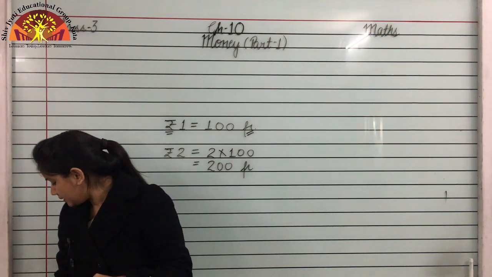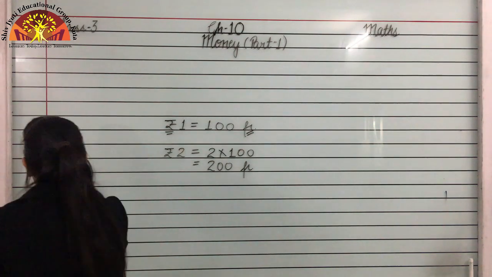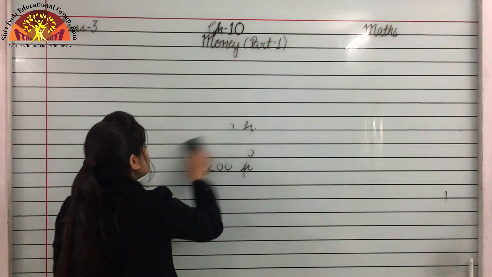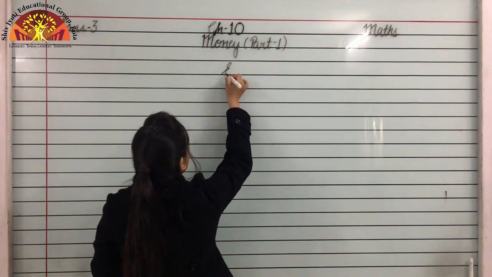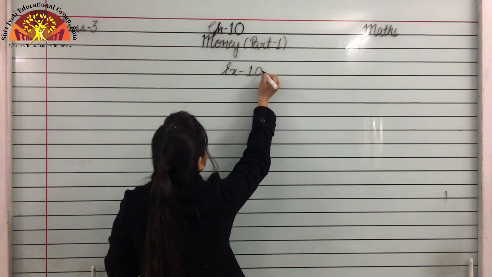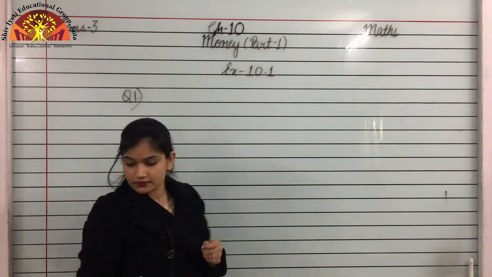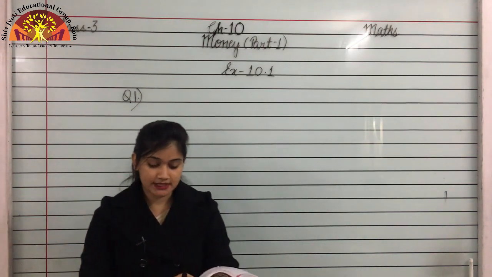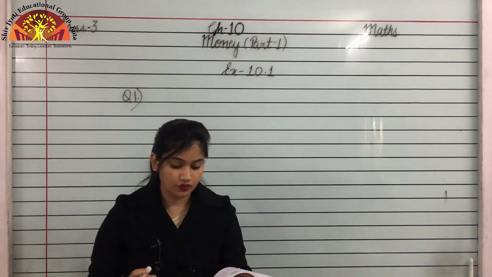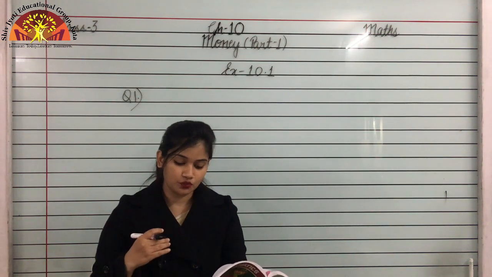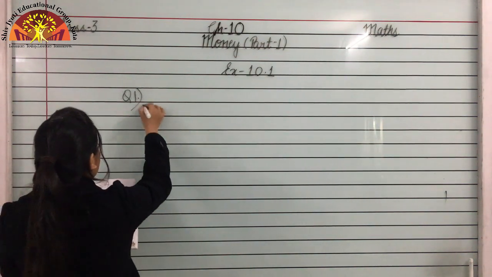So now students, open page number 135 in your book, and now we will start exercise 10.1. Exercise 10.1, I am taking question number 1. Question number 1 is: convert the given money to paise. So now students, you can see questions are given in rupees, okay, and we have to convert these rupees into paise.